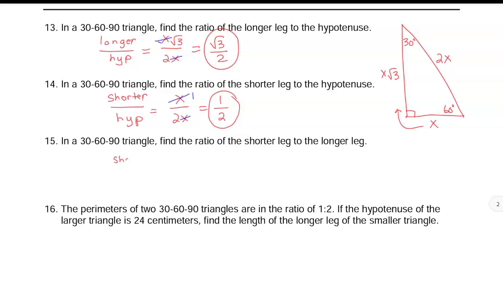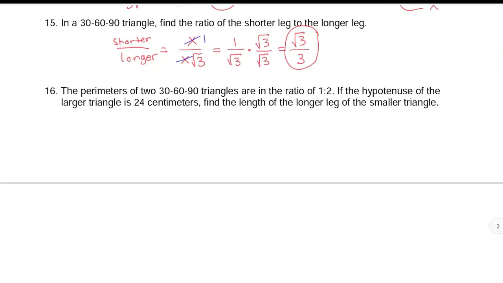I'm going to set up shorter leg to longer leg so you know what I'm doing. The shorter leg is labeled with x. The longer leg is labeled with x root 3. You know you can cancel the x's. Remember that leaves a 1 on the top when you do that. So that reduces to 1 over root 3. But you need to rationalize the denominator. So multiply top and bottom by root 3. You'll get root 3 over 3. You're done.